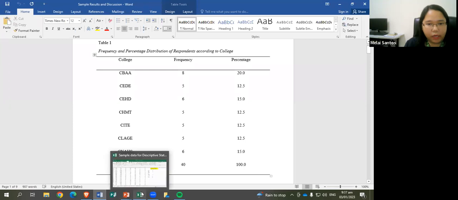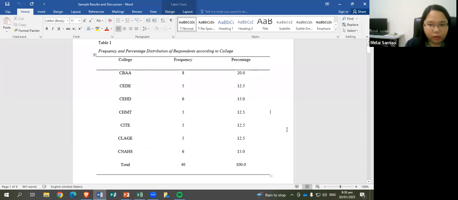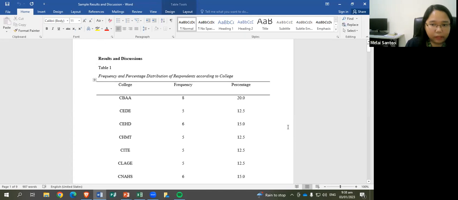Next now, try to go to the Word file. Can you see my Word file? So this is how it should be presented, no? So in your Word file, you have to put in your colleges in alphabetical order. Better if it's like that. Put the number of frequency and then put the percentage. Now, how do we compute the percentage, please? How do we get this percent?